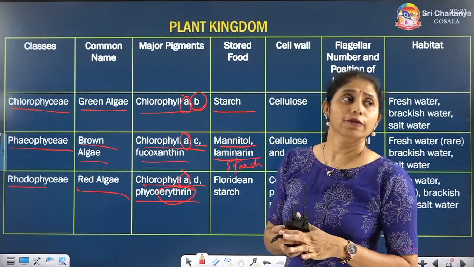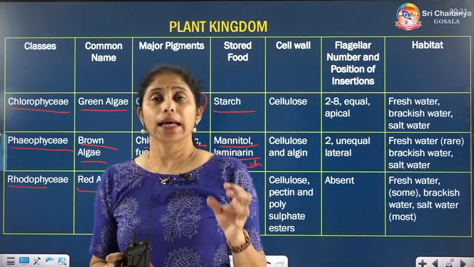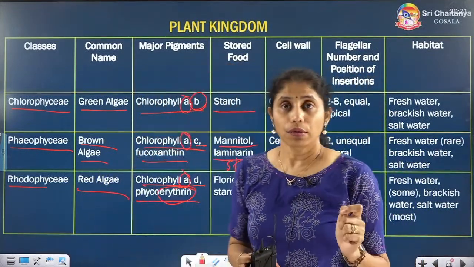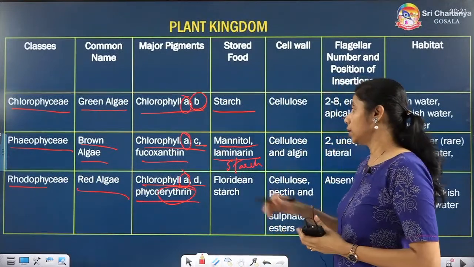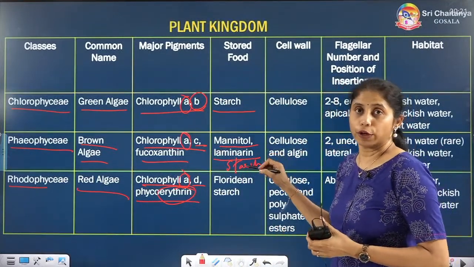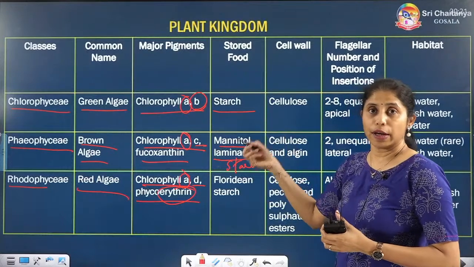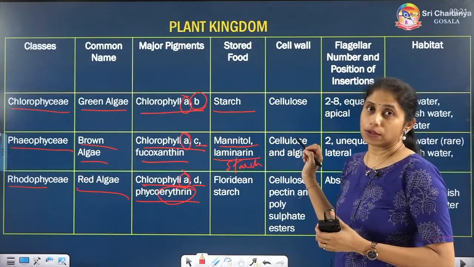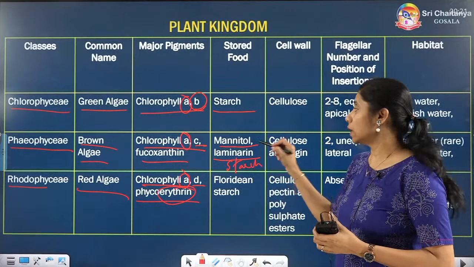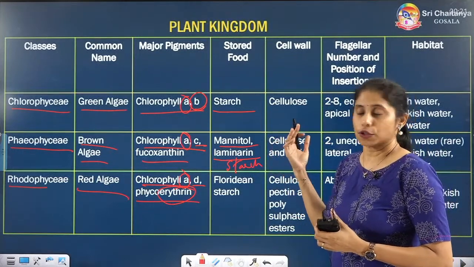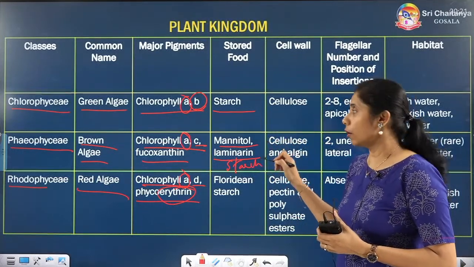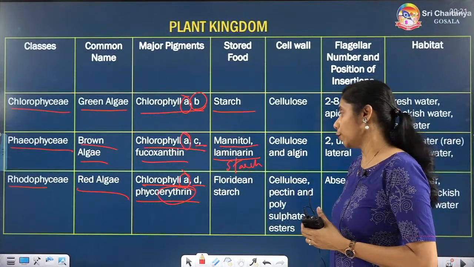If you recollect, I have shown you a brown alga called laminaria. So based on the laminaria, the name of the storage food came, because brown algae is laminaria. So laminarin starch. And then mannitol, this is another type of starch. So laminarin and mannitol are storage food in case of phaeophyce.